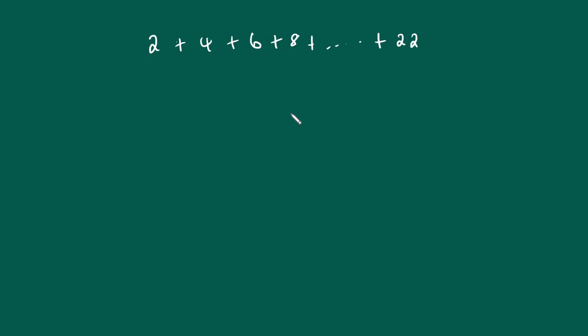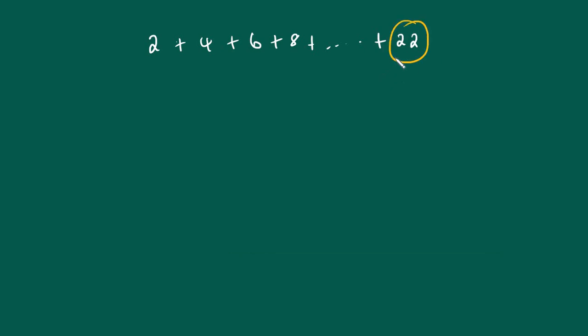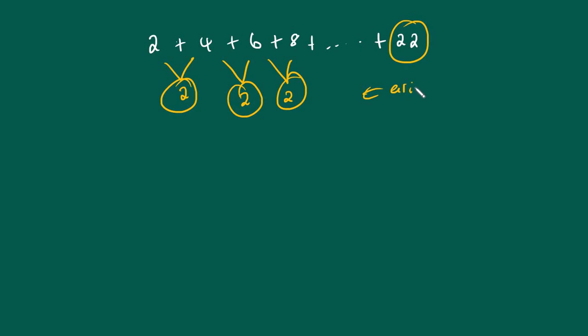Well, for you to write in sigma notation, first of all, you need to know what position is 22. And for you to know what position is 22, you need the general term. For you to know what is the general term, you need to know what type of sequence you are working with. So if we say 4 minus 2 here, you get 2. If we say 6 minus 4, you get 2. 8 minus 6, you get 2. So from this, you are able to tell that since it's the same number, we are dealing with an arithmetic series.